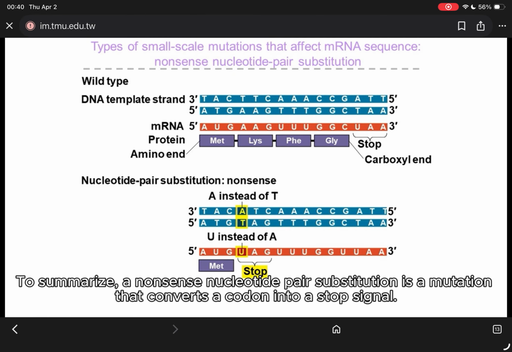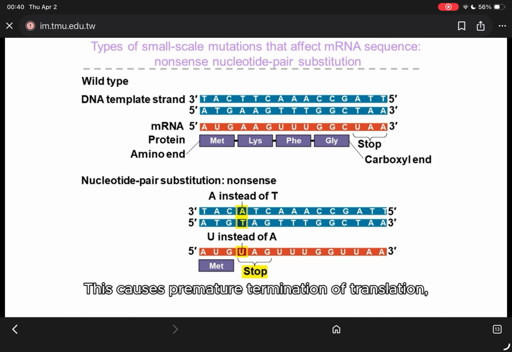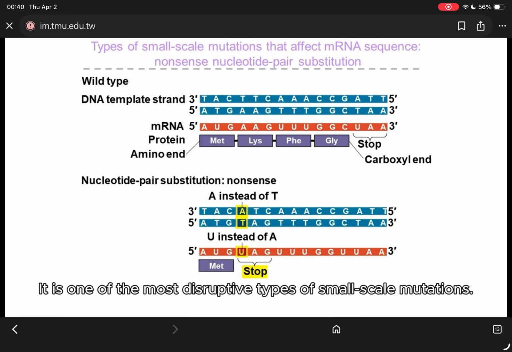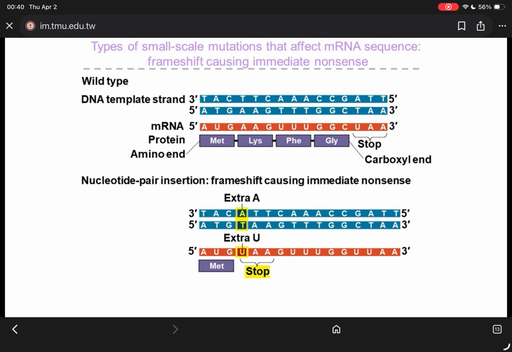To summarize, a nonsense nucleotide pair substitution is a mutation that converts a codon into a stop signal. This causes premature termination of translation, leading to truncated proteins that typically have severe functional defects. It is one of the most disruptive types of small-scale mutations.